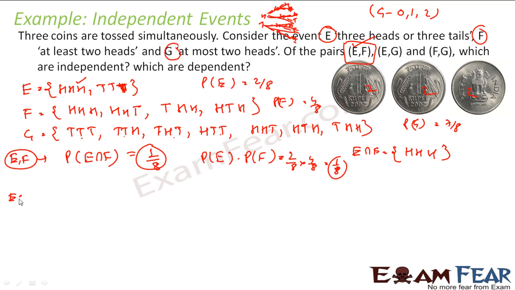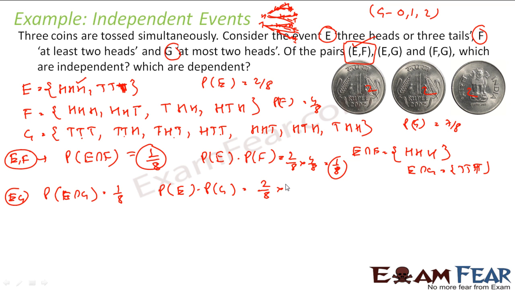Correct? Let's take E and G. So we have to find probability of E and G. So E and G will have what elements? If you compare E and G, H, H, H, no, it is not there. T, T, T, yes. So E and G will have T, T, T. Right? So probability of E and G will be 1 by 8 because there is only one element. Now we have to check whether probability of E and G is equal to probability of E into probability of G. Probability of E is 2 by 8 and G is 7 by 8. And if you see, this is not equal to 1 by 8, right? They are not equal. So I can say that they are not independent.